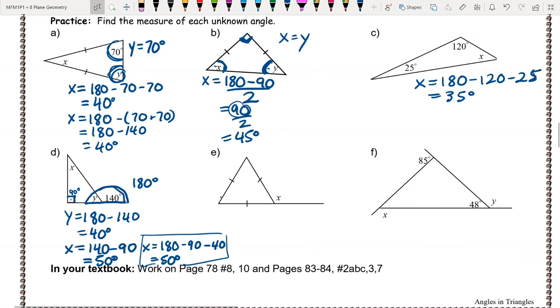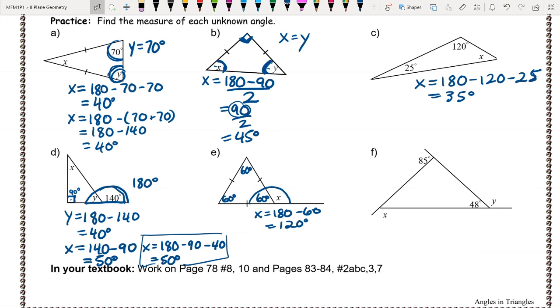All right, looking at E. In E, we have an equilateral triangle. We know that the interior angles of equilateral triangles are all 60 degrees. Again, once I have an exterior angle, the corresponding interior angle makes a set of supplementary angles together. So that means to find x, all I need to do is 180 subtract 60, and I get 120 degrees.